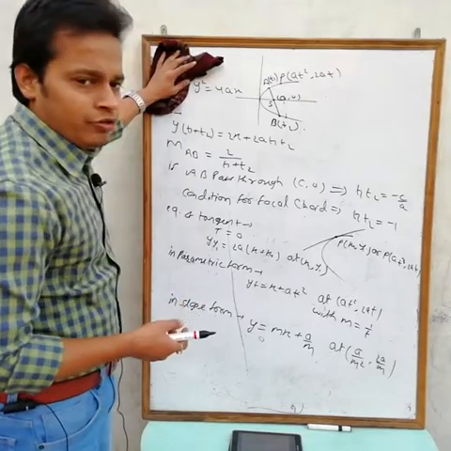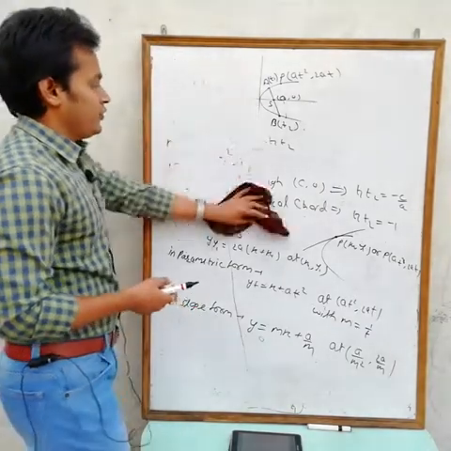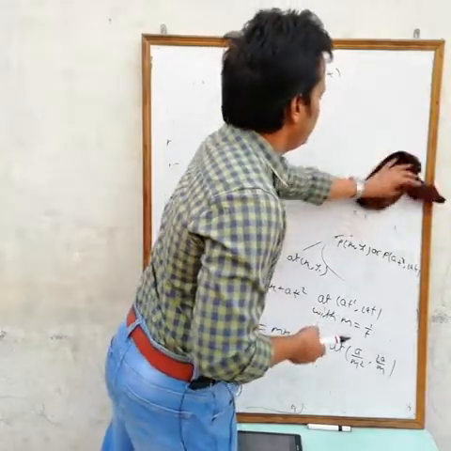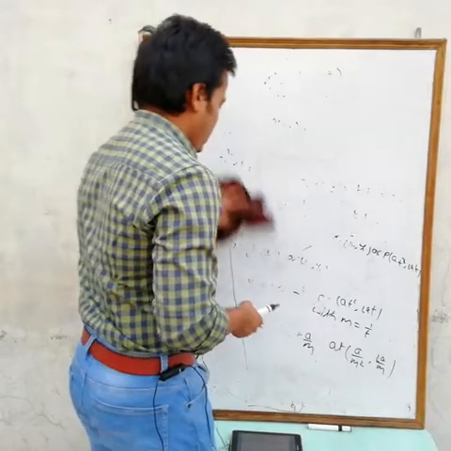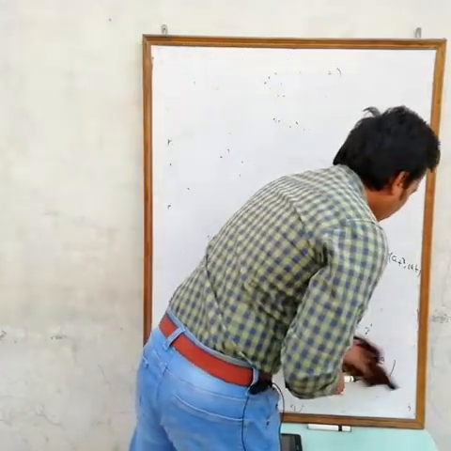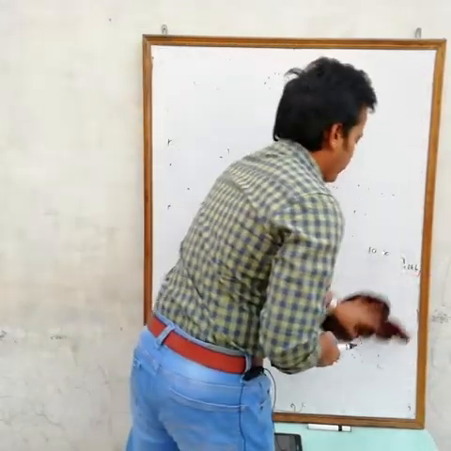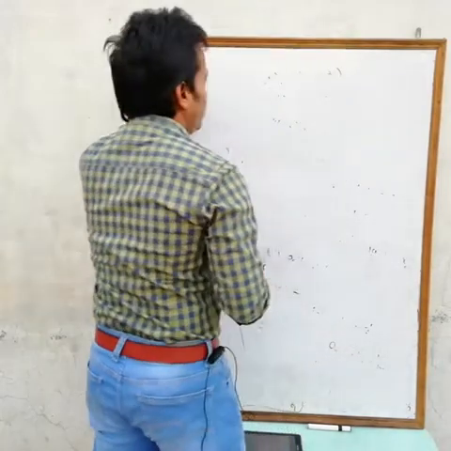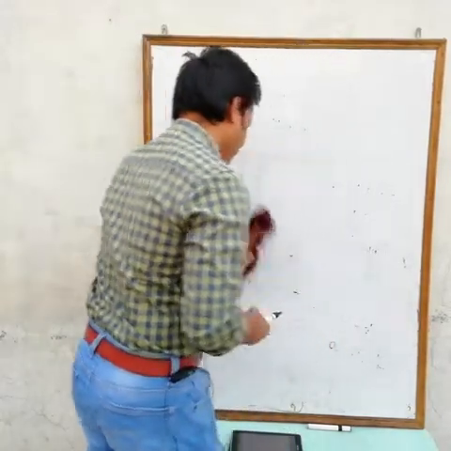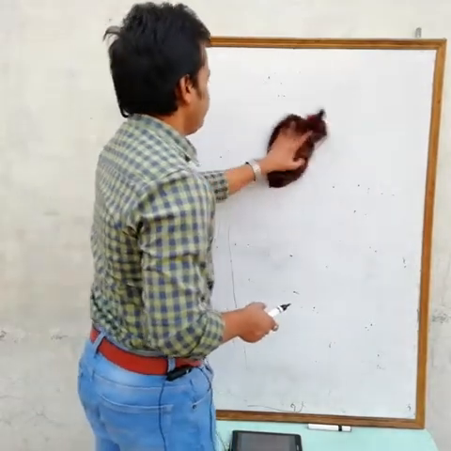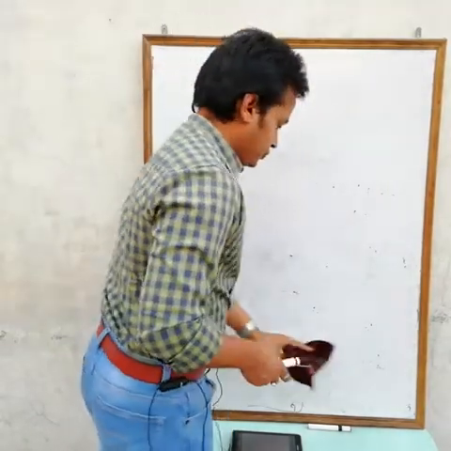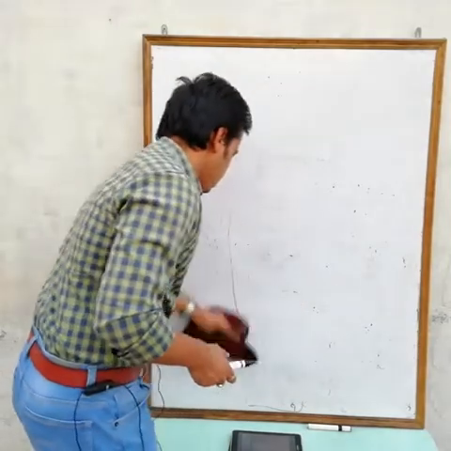Okay, now we will take the next topic, that is normal of the parabola. Only normal and properties are remaining. It means sections G, H and I. Okay, so next is normal.